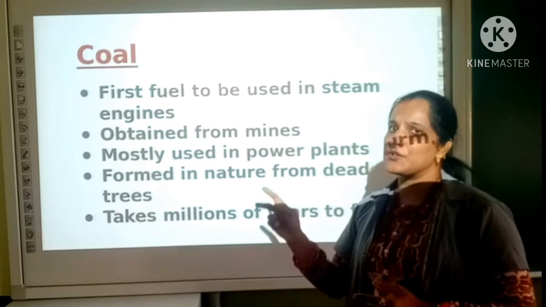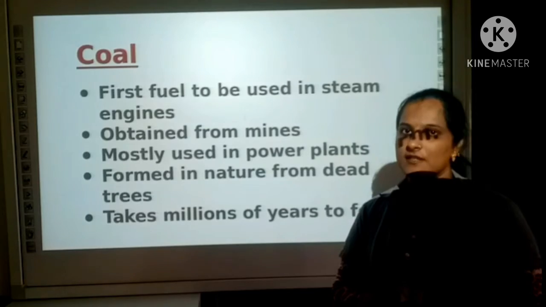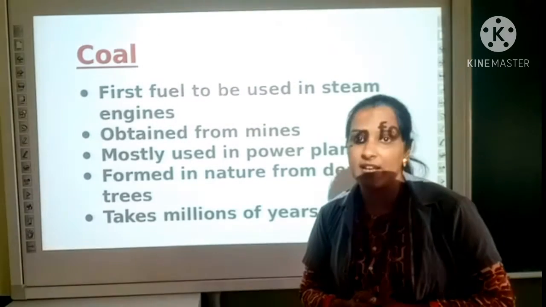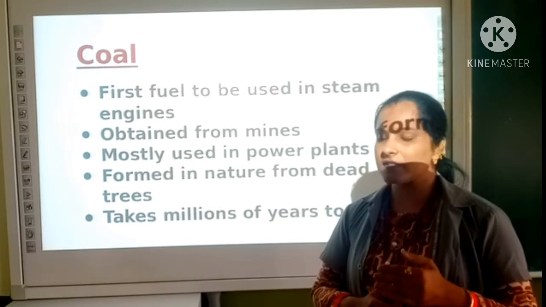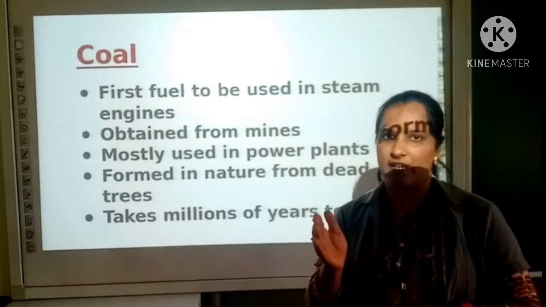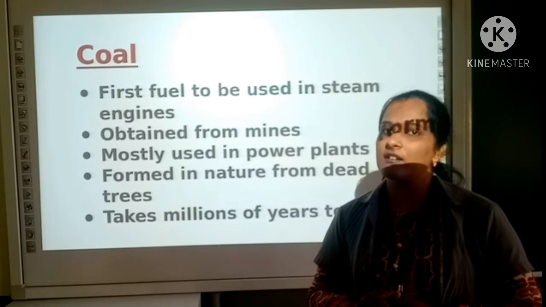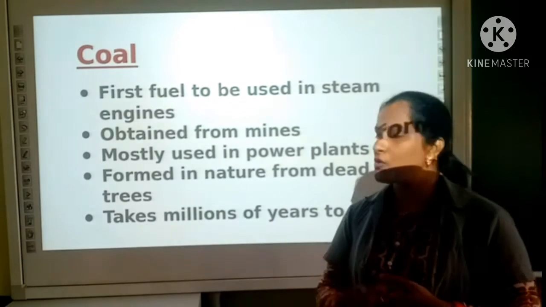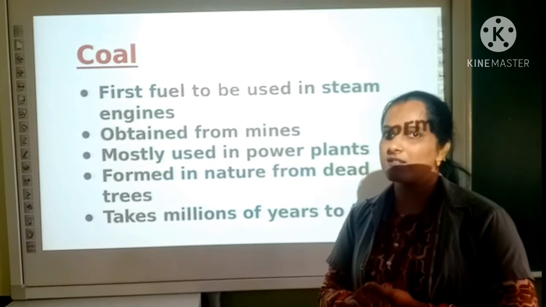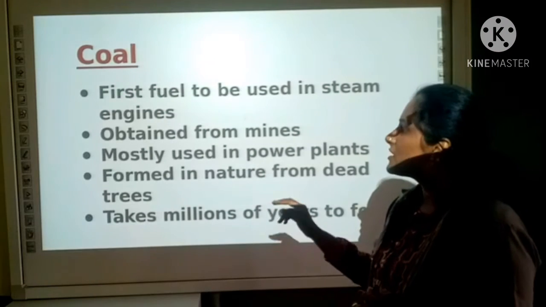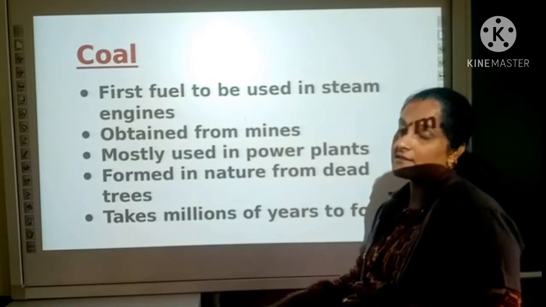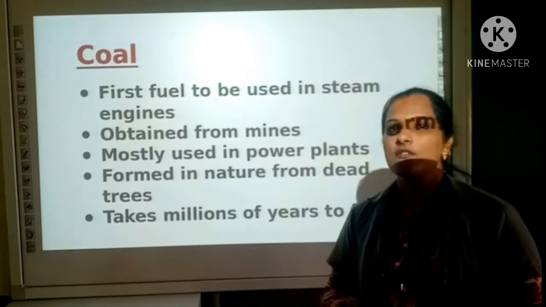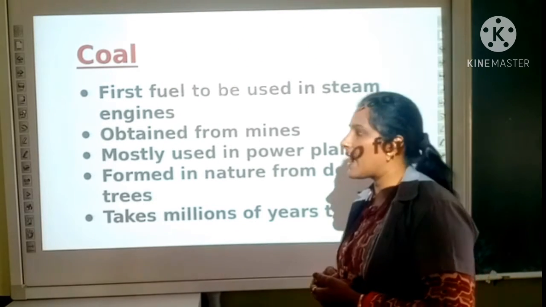It was the first fuel to be used in the steam engines. सबसे पहला फ्यूल जो स्टीम इंजन में जलाने के लिए यूज होता था। यू नो ना स्टीम इंजन में क्या होता है, स्टीम प्रोड्यूस करना है। स्टीम कहाँ से प्रोड्यूस होगा, until and unless you burn a thing, no. So coal had to be burned in steam to produce the steam. So obtained from mines. From where do we get the coal? We obtain it from the mines.